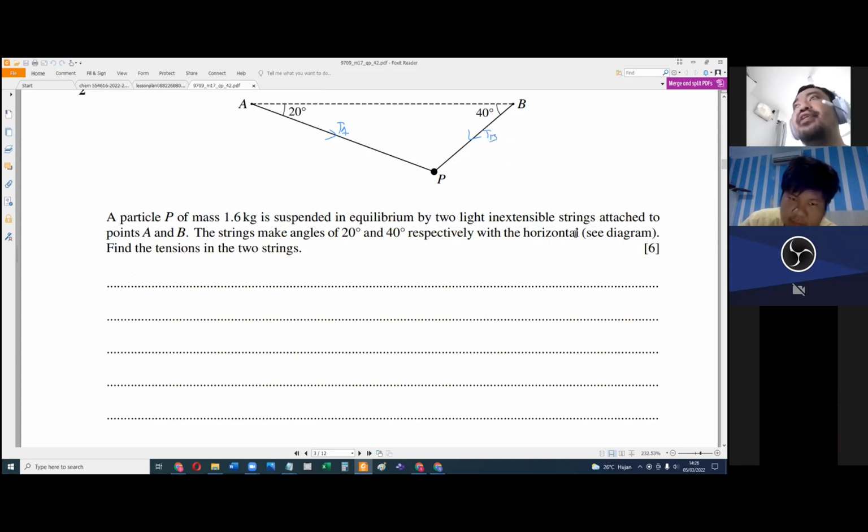So seeing from the point of view of A, it is being pulled that way. Okay, this is the TA on the x-axis. That's going to be TA times cos 20 degree. Can you see it? Yeah, hello? Can you see my scribbling? No. Okay. Wait.